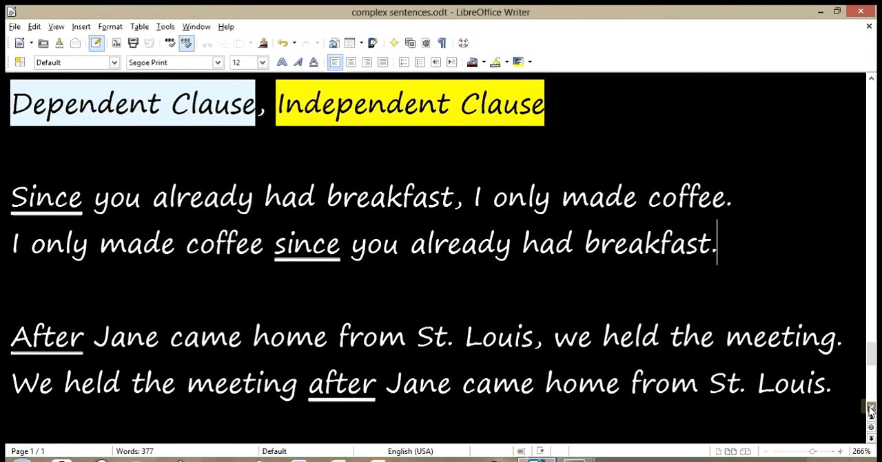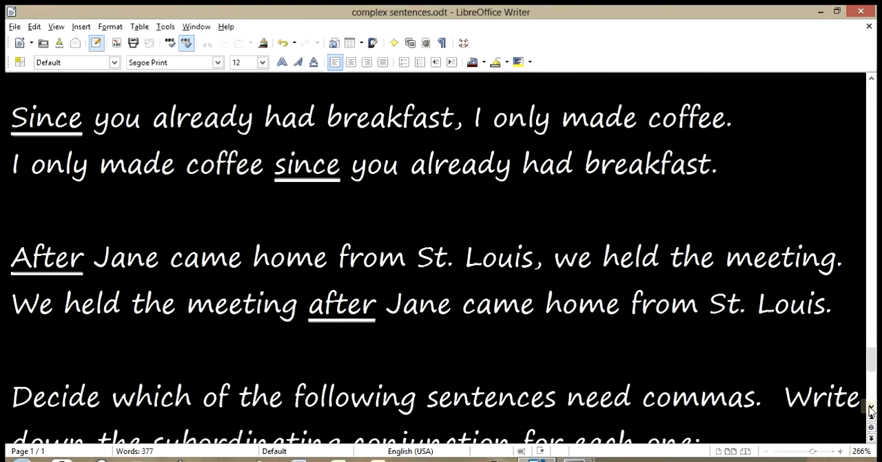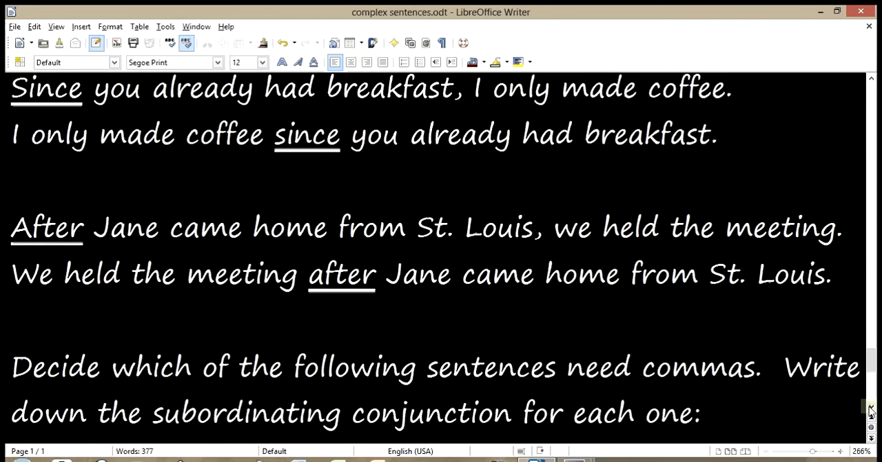Actually, let's look at one more example before we do our exercise. After Jane came home from St. Louis, we held the meeting. Again, after is a subordinating conjunction, and after Jane came home from St. Louis, that is a dependent clause. The independent clause comes after. We held the meeting. We need the comma.